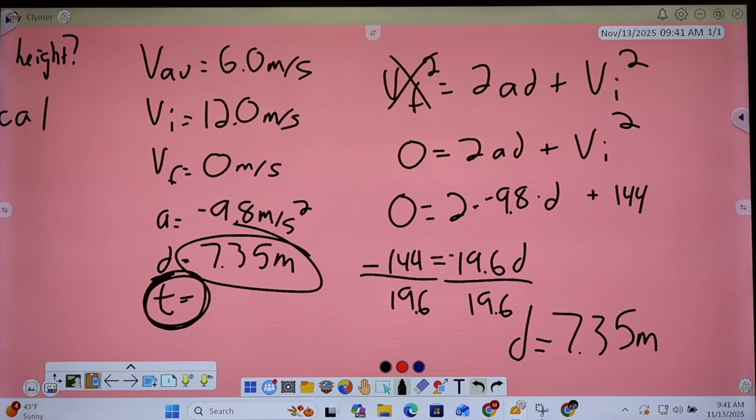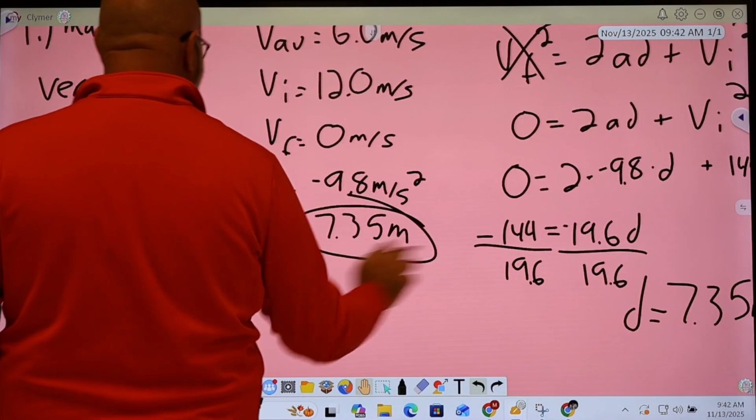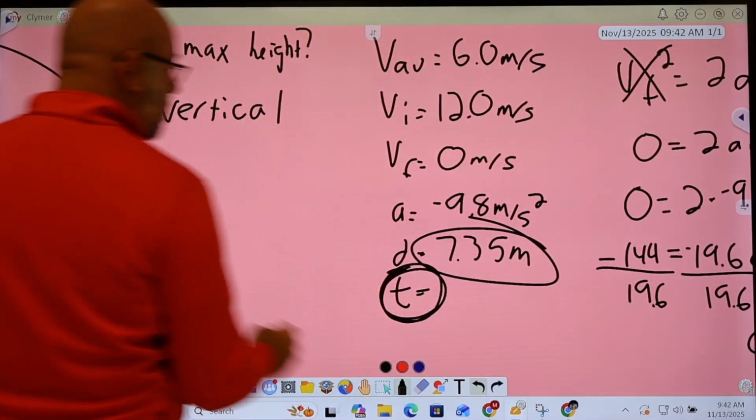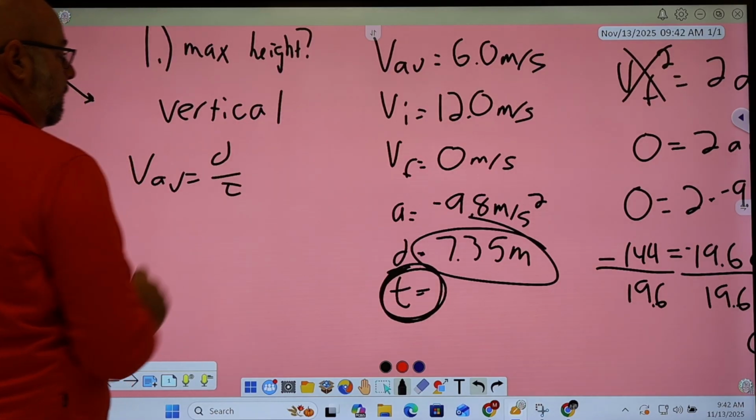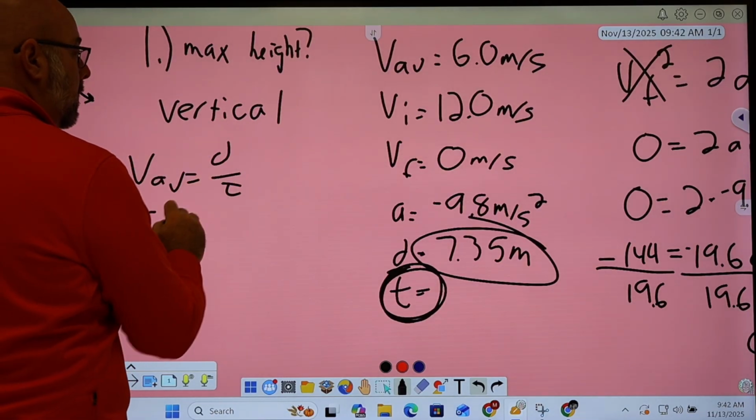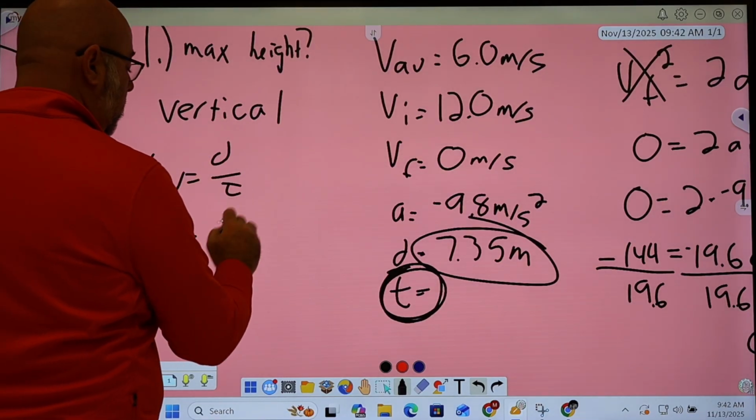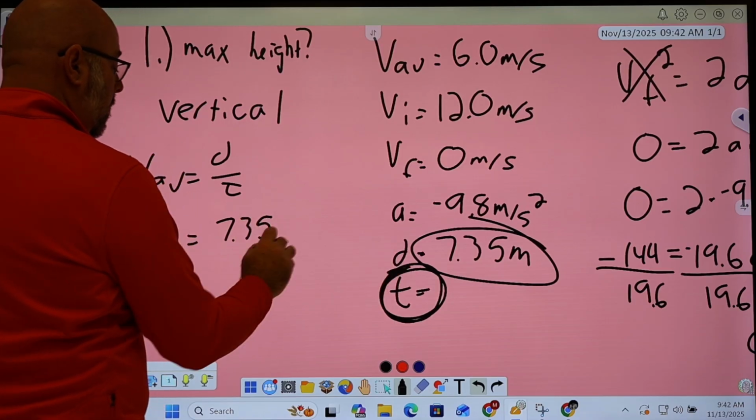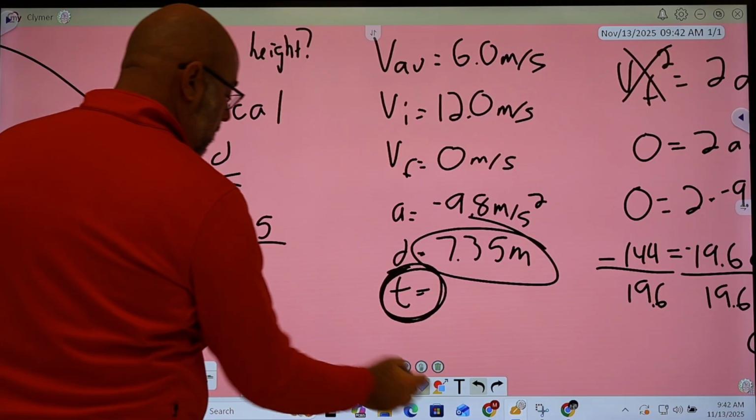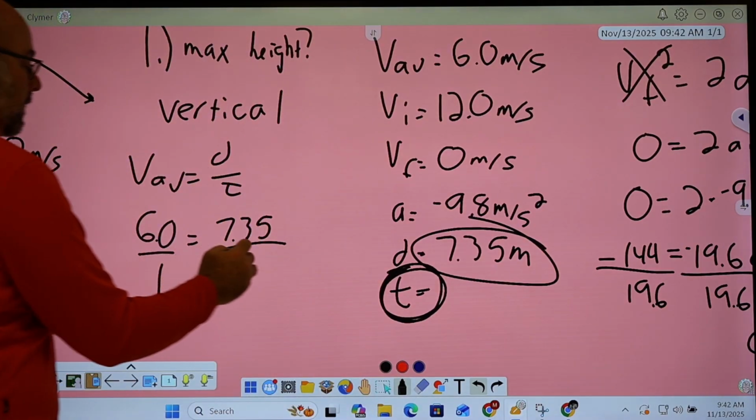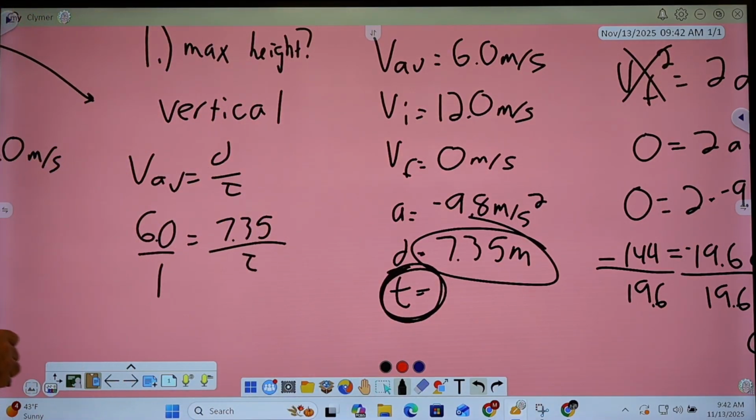So if we solve this out, since we have all these things, let's do it just to make sure we're not all going crazy. Let's solve for time. So VAV, distance over time. Well, we know VAV is 6.0. Distance was 7.35. And time, let's just make sure we're not all crazy. Somebody solve this. 7.35 divided by 6.0.